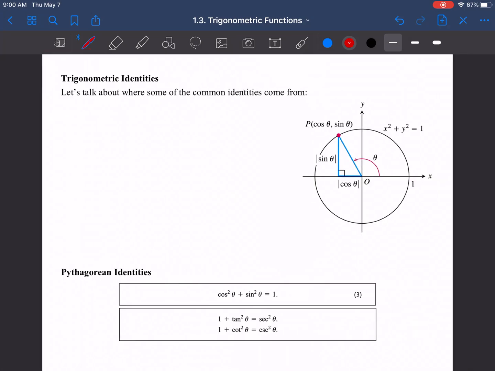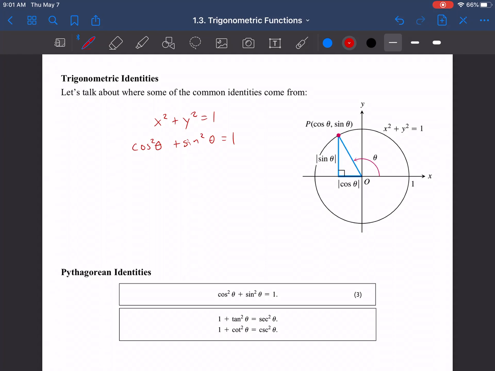All right. Trigonometric identities. Let's talk about some of the common identities. So first real common one is the Pythagorean theorem. x squared plus y squared equals 1. And we know that the x values are cosine, so this can be cosine squared. And the y values are sine, so this is sine squared. And it's going to equal 1. And that's always going to be true, right? The Pythagorean identity, cosine squared plus sine squared equals 1.